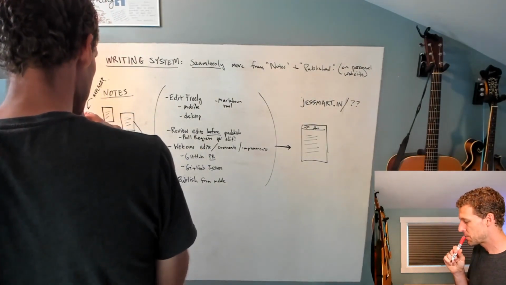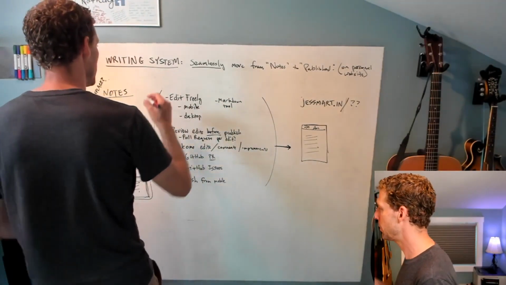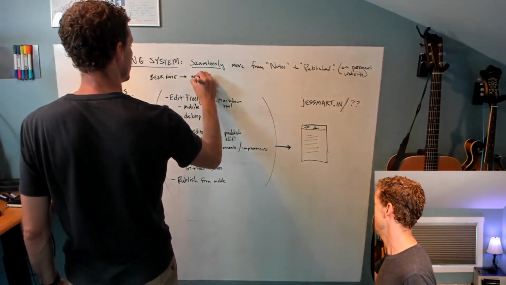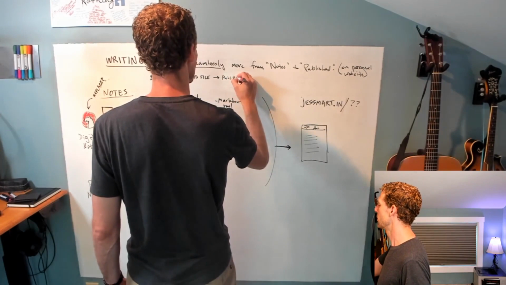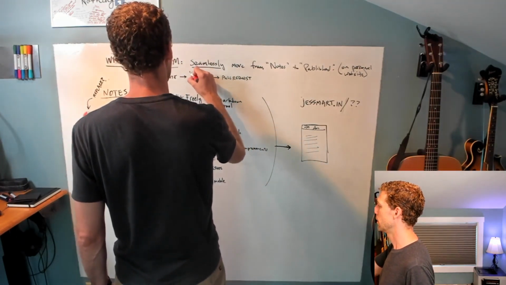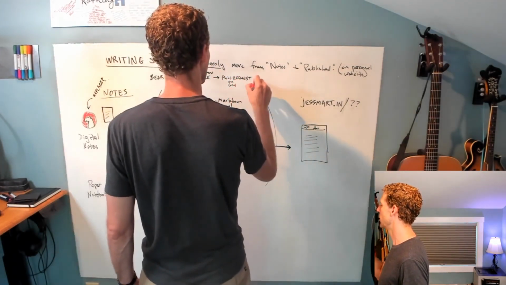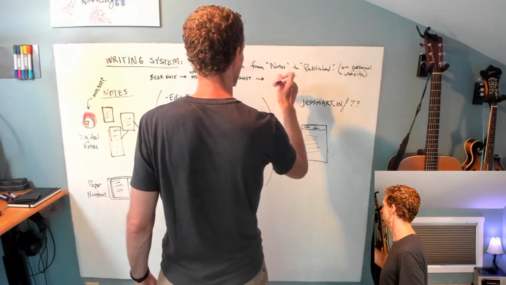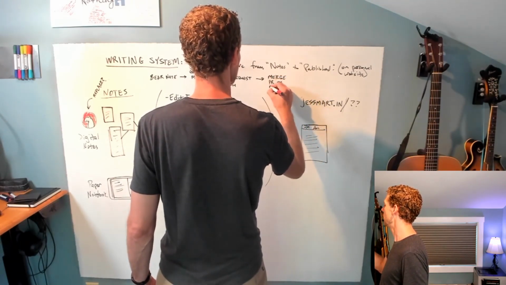Let's see. I think one possible pipeline, and I'll write it up here, could be: Bear note to Markdown file to an updated or new Markdown file in a pull request on GitHub, and then merge the PR to publish.